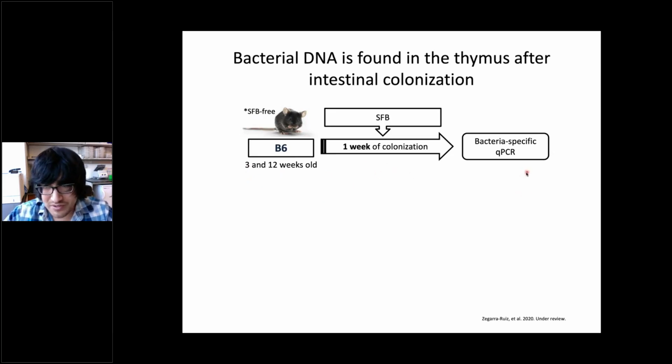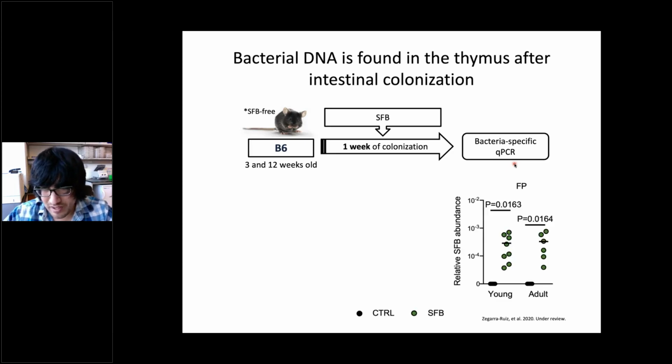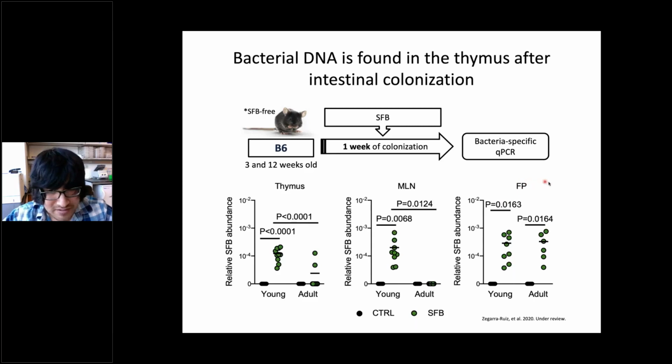And then we collected tissues and performed bacteria-specific qPCR. So in this case, basically, we identify SFB with qPCR. And we confirmed that both young and adult mice were properly colonized with SFB, as we can detect pretty nice levels of SFB in fecal pellets. But interestingly, we only find SFB DNA in the thymus and in the MLN of young mice, but not in adult mice.